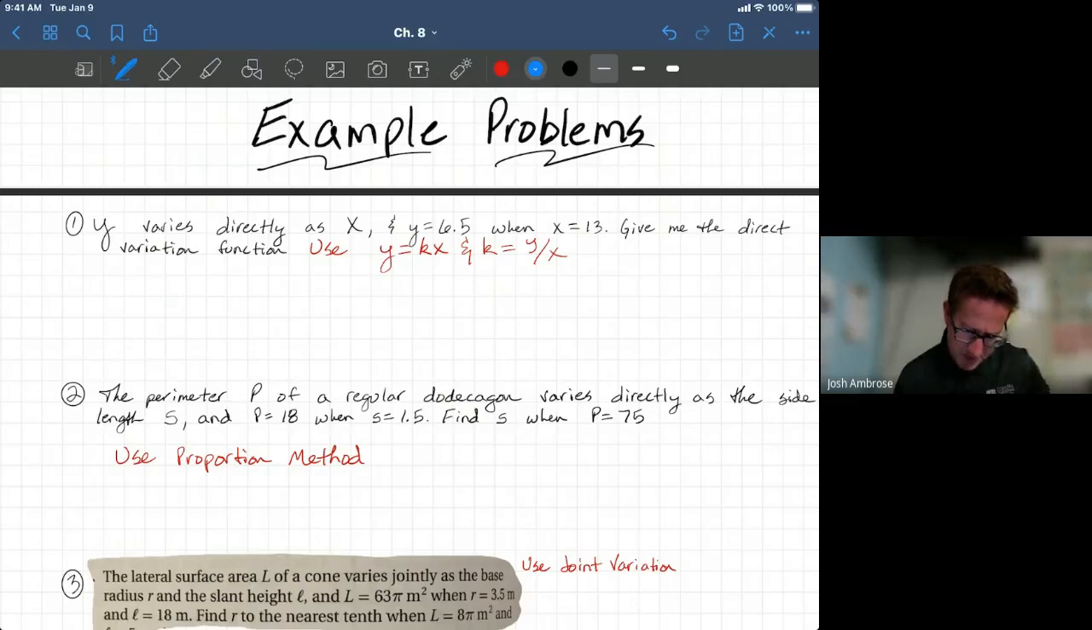So the first step is we're actually going to solve for k and then plug k back into the original. Y varies directly as x. Y is 6.5, x is 13. You're going to use this equation first. All right, so let's set that up.